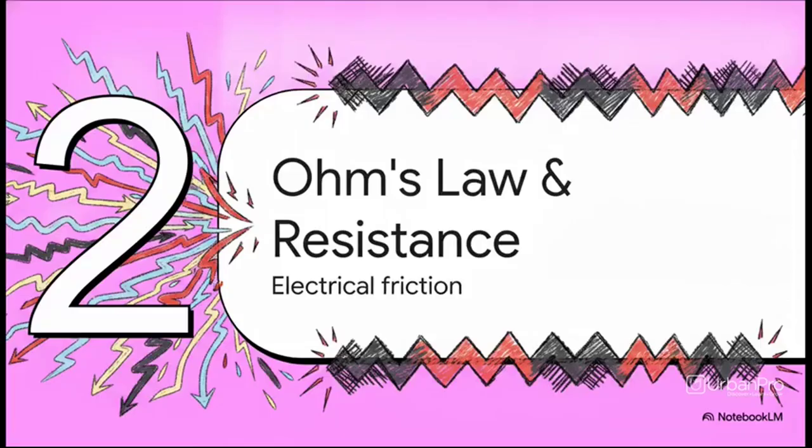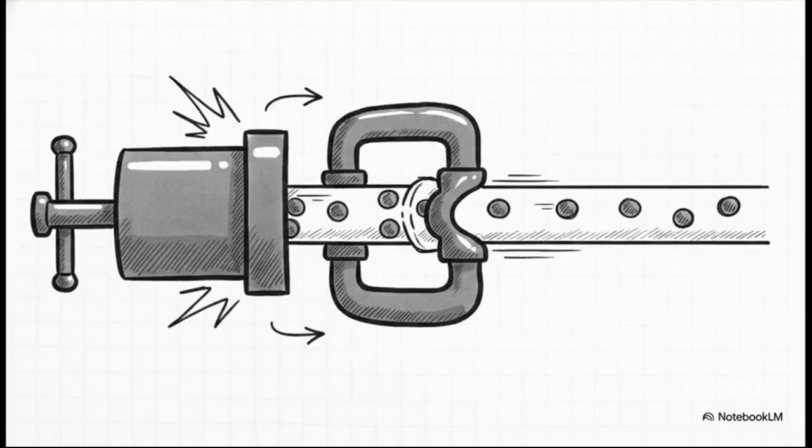Section 2, Ohm's law and resistance. Let's talk about electrical friction. This brings us to literally the most famous rule in electricity, Ohm's law. It states that V equals I times R. Or, to put it into our everyday terms, the push, V, equals the flow, I, multiplied by the friction, R. This means if you provide a bigger push from your battery, you're going to get more current flowing through the wire, provided the temperature and the wire's resistance stay exactly the same, of course. The relationship is directly proportional. It's a beautifully simple concept.